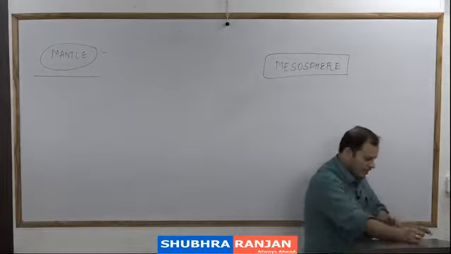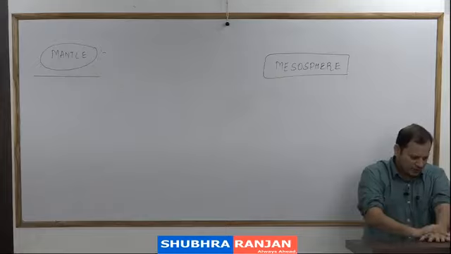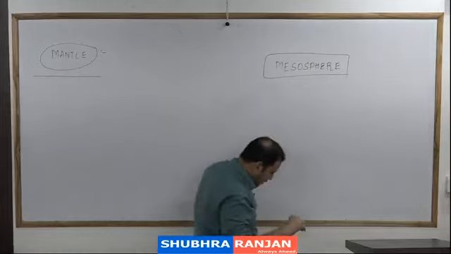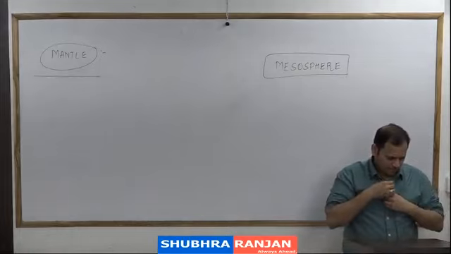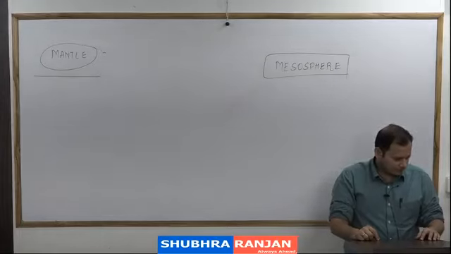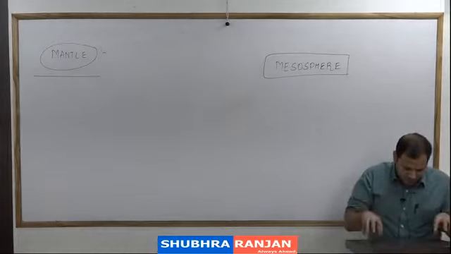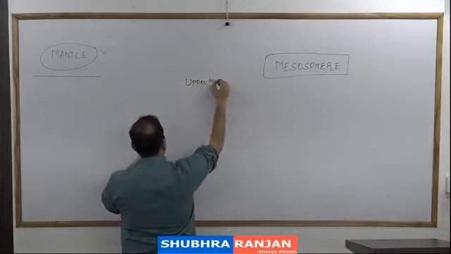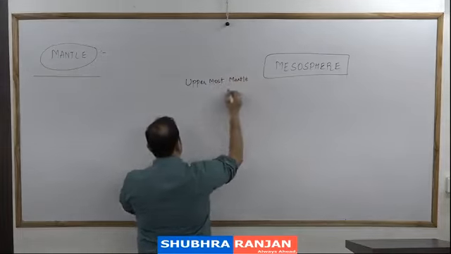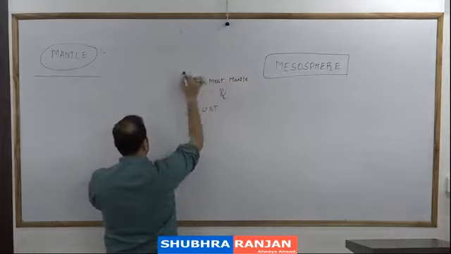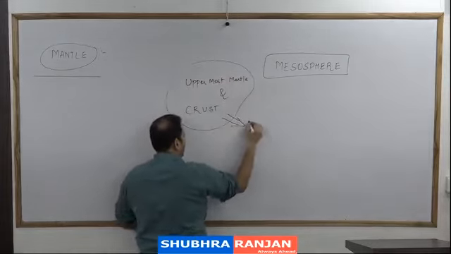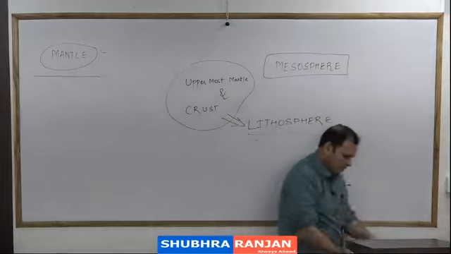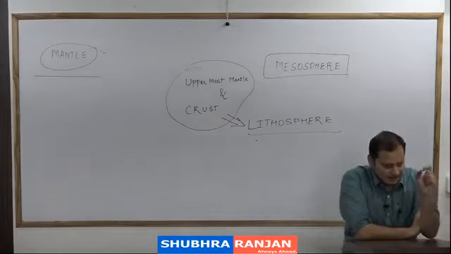Now before you take some of the points regarding the mantle, I guess we have written Mohorovicic discontinuity. It is divided into the upper mantle and the lower mantle. The uppermost part of the upper mantle and crust is known as lithosphere. It is in the solid state.